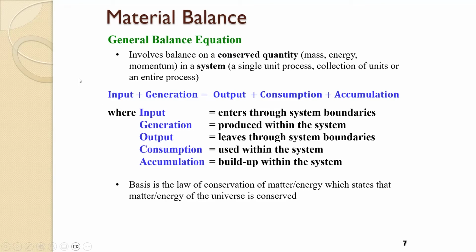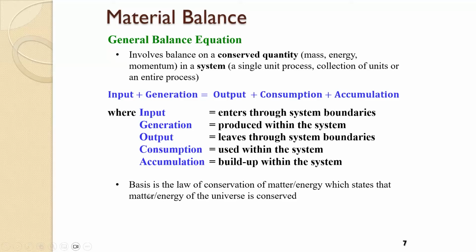Generation is produced within the system. So if within the system it's being produced, place it here. And then output is the one that leaves. That's why nasa kabilang side na siya. Consumption, it's used within the system. Diba? They're basically opposite of generation. So consumption is being used, so it's on the other side. And then accumulation is built up within the system after you have done the reaction or you're finished with the reaction.